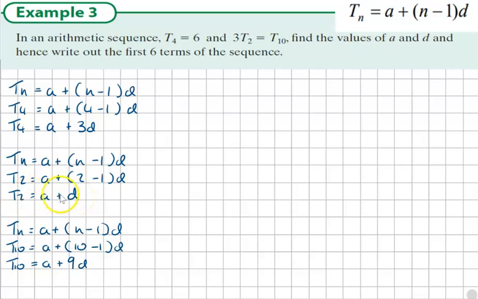So again, we have an equation in terms of a and d, just like we had above. They are different, but they're both in terms of a and d, which is what we want. Because ultimately, we're trying to find a and d. So we want them in our equations.